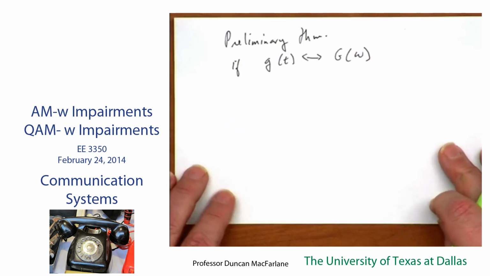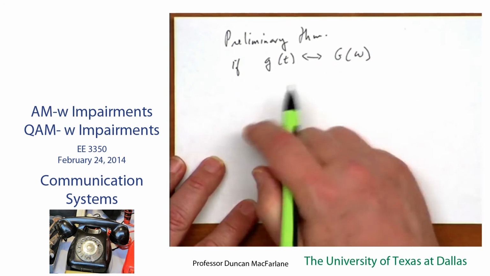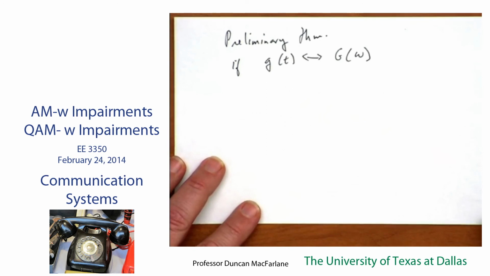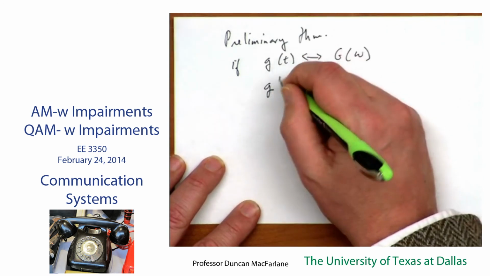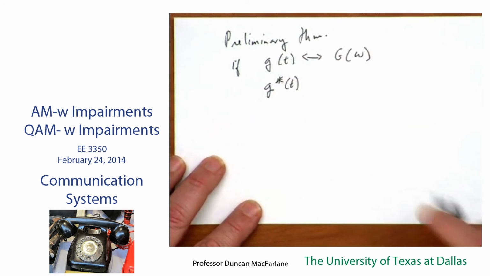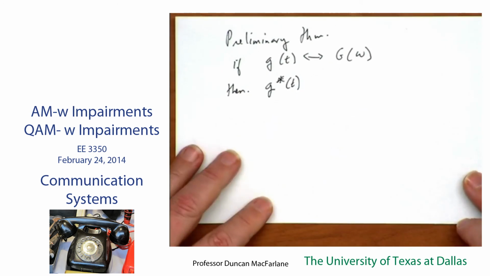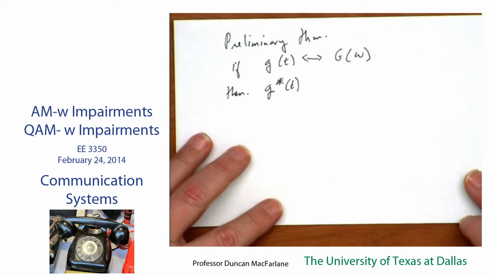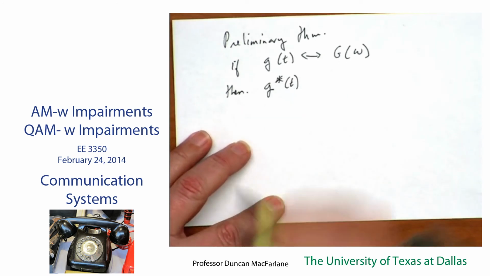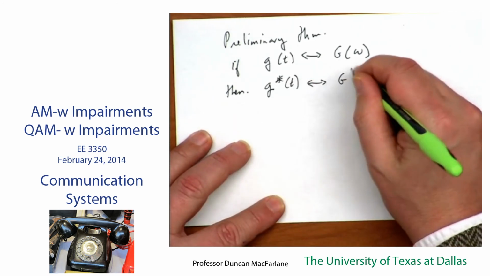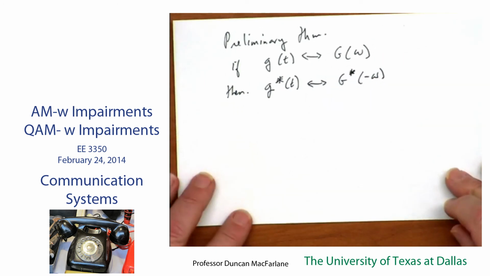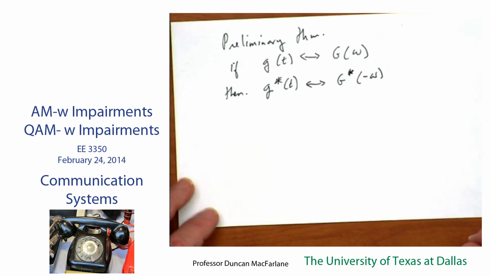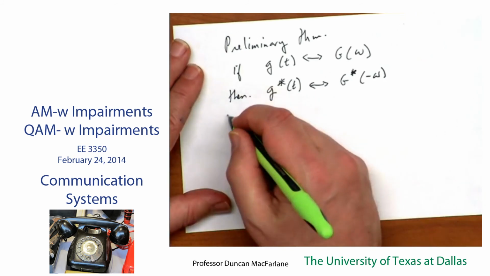If I have g of t and g of omega, and they're Fourier transform pairs. Okay? Now, supposing g of t is not a real function, then g complex conjugate of t Fourier transforms to g of minus omega. Okay? And there's a quick little proof of this.